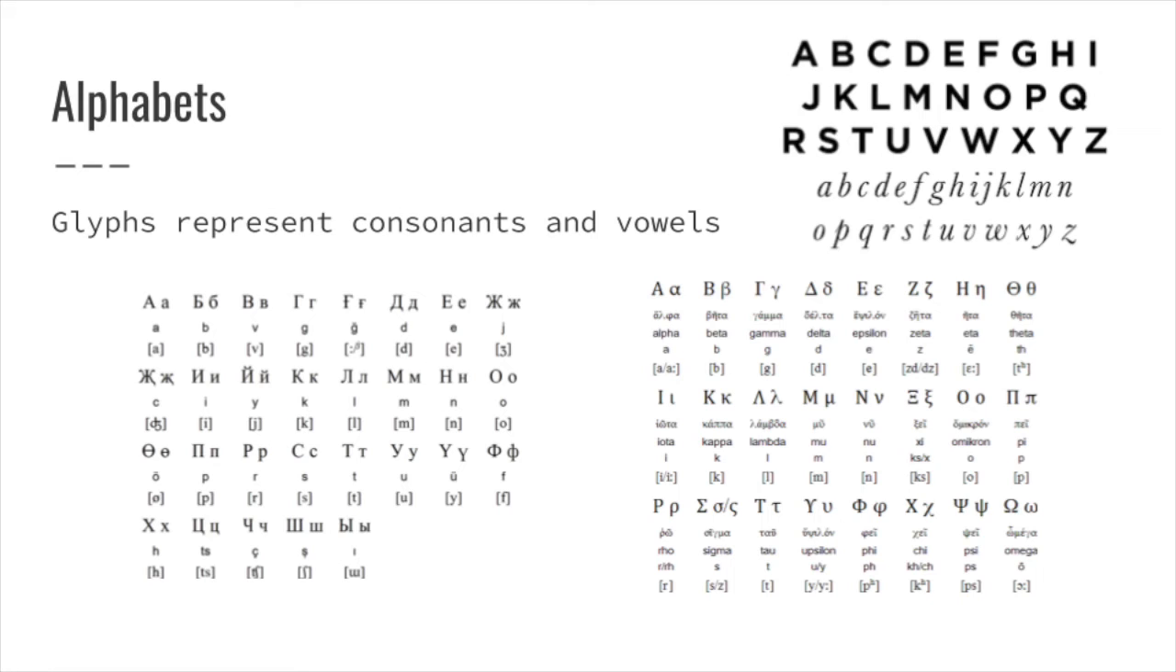Ideally, every letter represents one sound, but there are many exceptions to this rule, especially in languages like English. The alphabets include the Latin alphabet, which I'm using right now, as well as the Cyrillic alphabet used for many languages in Eurasia, including Russian, and the Greek alphabet.